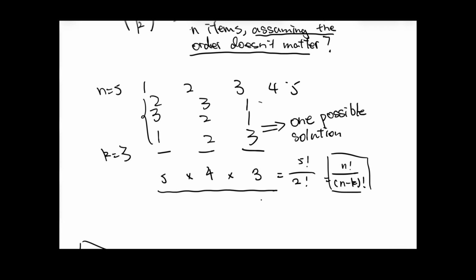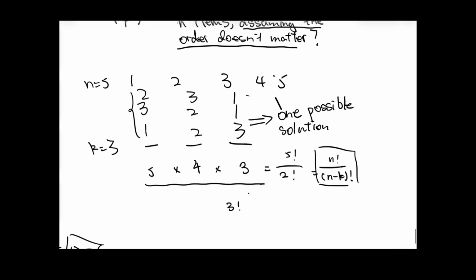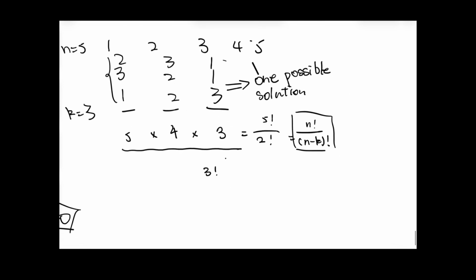So how many different ways can we arrange 3 numbers into 3 different boxes? The answer is obvious. It's 3 factorial. So to avoid this overcounting problem, or to cancel out this overcounting, we always divide by k factorial at the very end. And that's how we get our formula. n choose k is always equal to n factorial over n minus k factorial times k factorial. And this is called combination.